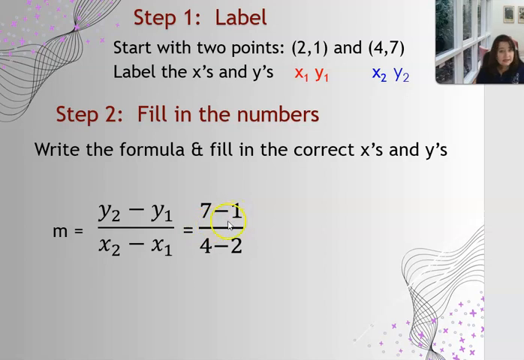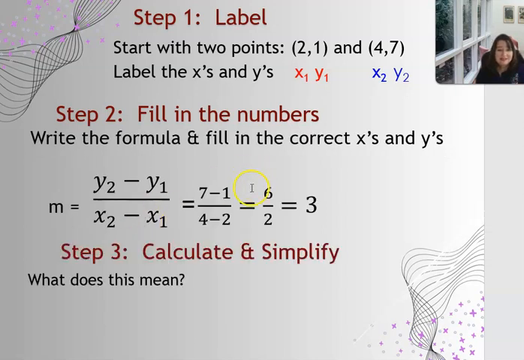I went ahead and typed it in so that you can see it a little neater, and you can clearly see it. Now it's just a matter of actually solving. What is 7 minus 1? What is 4 minus 2? And then simplify it even further. So you should get 6 over 2, because 7 minus 1 is 6. 4 minus 2, sorry, is 2. 6 divided by 2 is 3.